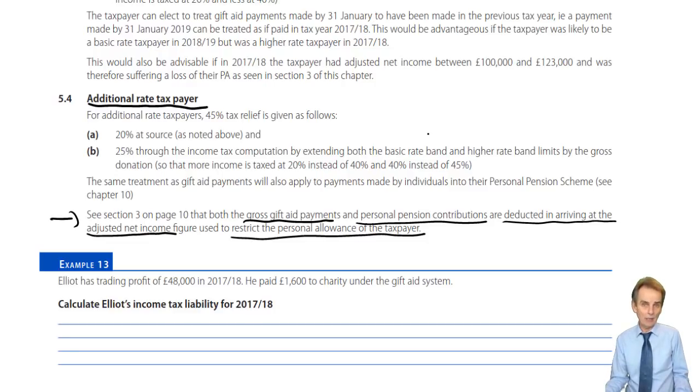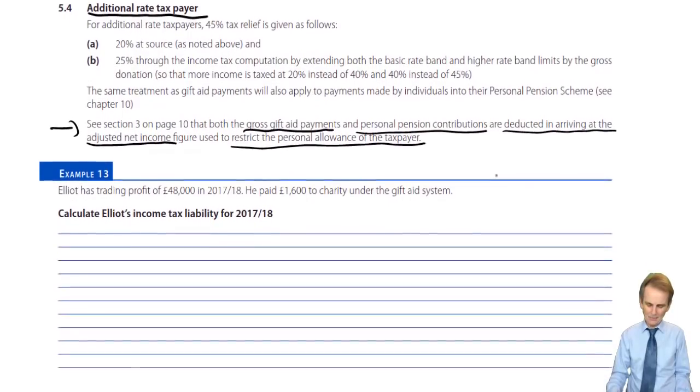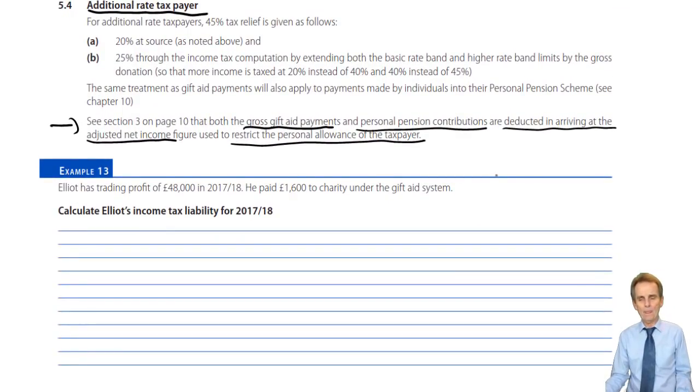If you are only a basic rate taxpayer, it's going to have no effect on the income tax computation. You had your basic rate relief at source. Now, if we get up into the higher rate band, then as we saw back in section 3 of this chapter, that we could be dealing with, if adjusted net income exceeds £100,000, a restriction, and maybe a total foregoing of your personal allowance of £11,500.